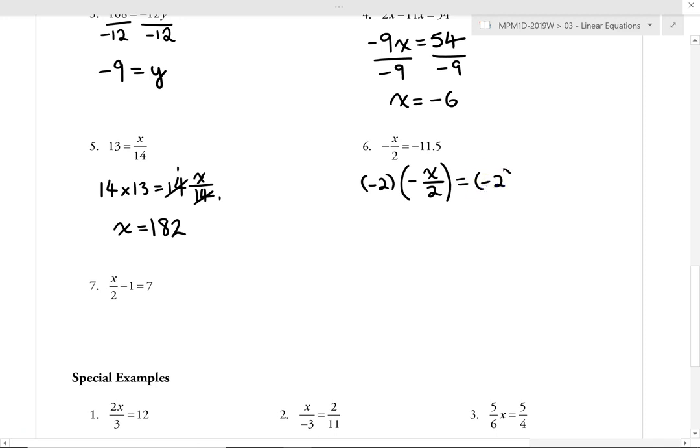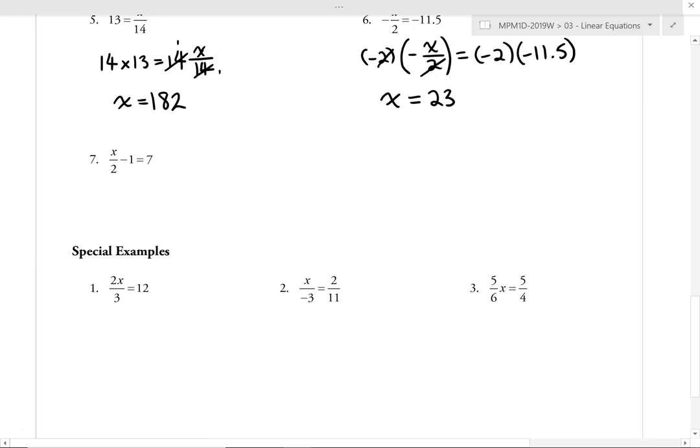and then we'll have negative 2 times negative 11.5 on the right. Well, now notice on the left here, we're going to have two negatives, right, multiplied. Those are going to cancel. We're going to get a positive, and so that's going to clean up the sign. We're going to have just x left because these cross-cancel, right, these 2s. And so we'll have left just x equals 2 times 11.5, which is positive 23. All right, we got one more example here, number 7.